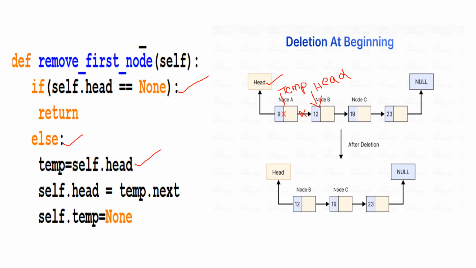How do you delete? Temp.next is equivalent to null. None means null, so temp.next is equivalent to None. Anyway, head is now at the second node. Now temp.next is null, and this link gets disconnected. Simple. So now after deleting, the remaining nodes are 12, 19 and 23. Now it's simple, right? This is the way we delete the first node from the linked list.